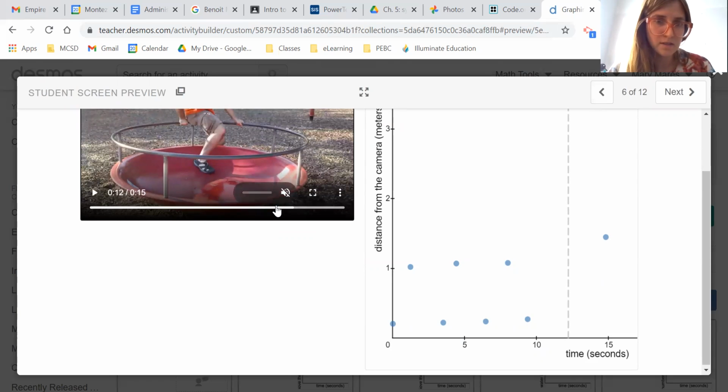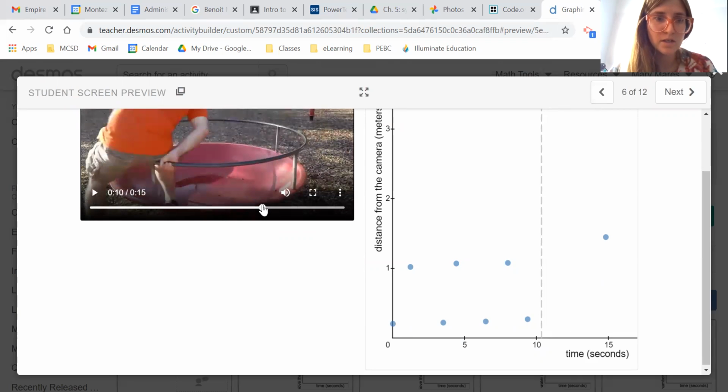I hated these things as a little kid. My brother used to spin it really, really fast until I'd get sick.